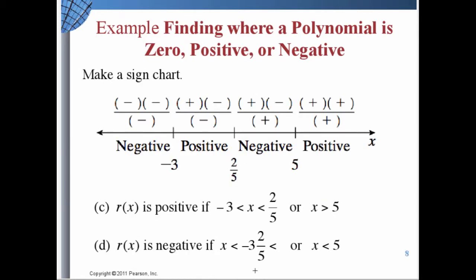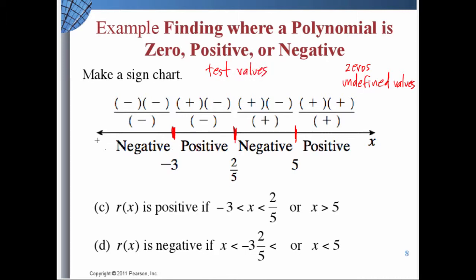Now we're going to take those three values and make a sign chart. So here we have a number line. We have negative 3 as a separating value. We have 2/5, an undefined value, as a separating value, and we have another 0, 5. So we use our zeros and we use our undefined values to create our sign chart, to break the real numbers up into separate intervals. Okay, and again, after we do that, we choose test values in each interval.